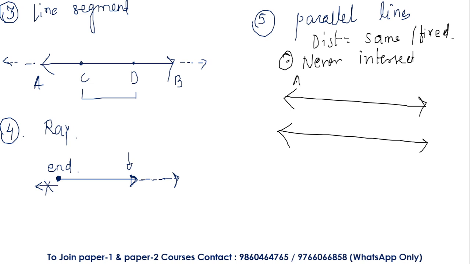One line is line AB, and the other is, for example, PQ. So here the distance between the AB line and PQ line is the same or fixed. It is fixed. This is not going to change, right? So if it is not going to change, there is no chance that both these lines are going to connect or intersect with each other.